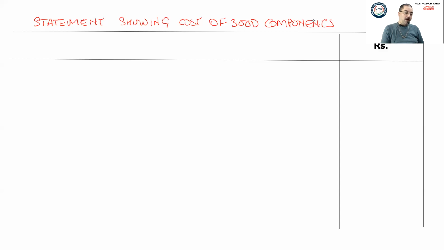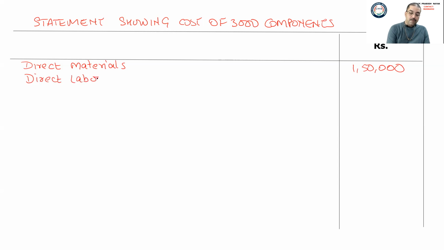Total cost of materials I have to show. For manufacturing 3,000 components, my direct material cost has been 1,50,000. So I start first with direct materials, 1,50,000. Direct labor is 3 lakhs.